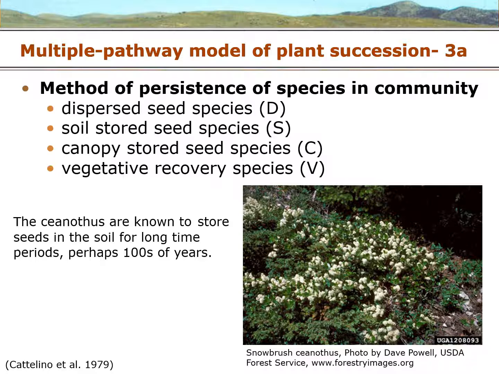We then have the canopy stored seeds, and good examples of that are lodgepole pine or eucalyptus. And for vegetative recovery species, we have many. We have aspen, most grasses, and snowberry.